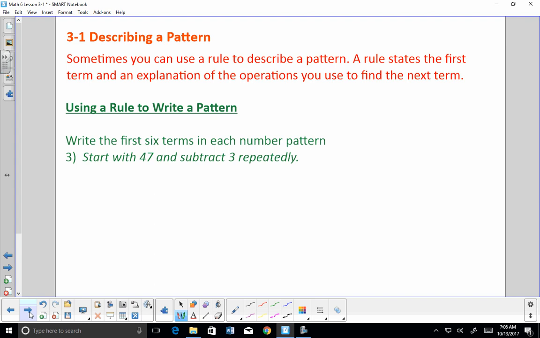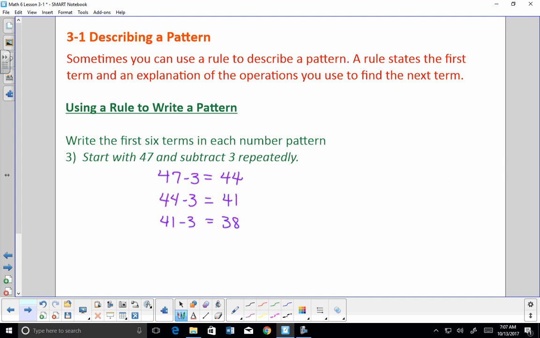Sometimes you can use a rule to describe a pattern. A rule will state the first term and an explanation of the operations you need to use to find all of the other terms in the pattern. So if we write the first 6 terms in each pattern, and I say start with 47 and subtract 3 repeatedly, it means I start with 47. So if I want to find my 6 terms, I'll go, start with 47, subtract 3. That happens to be 44. Go 44, subtract 3. That happens to be 41. Take 41, subtract 3, that happens to be 38.